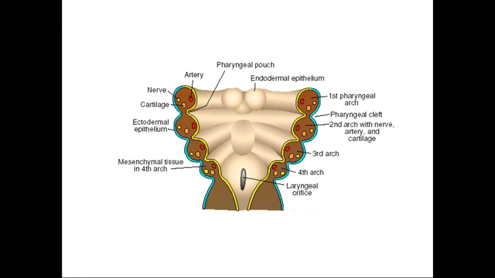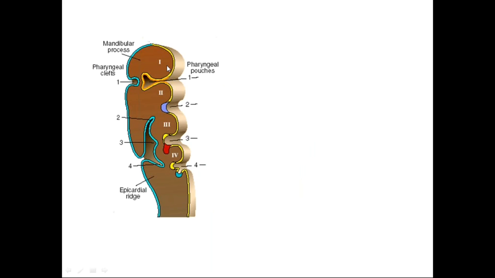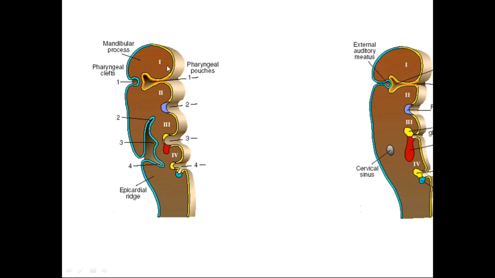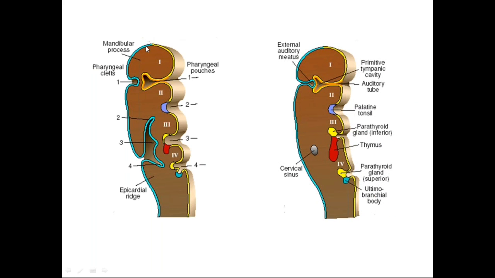Now this is another same diagram with ectodermal clefts. These are the clefts and endodermal pouches. You have various structures arising from the clefts and pouches. So come to this diagram. From the first ectodermal cleft, it gives origin to the external acoustic meatus.